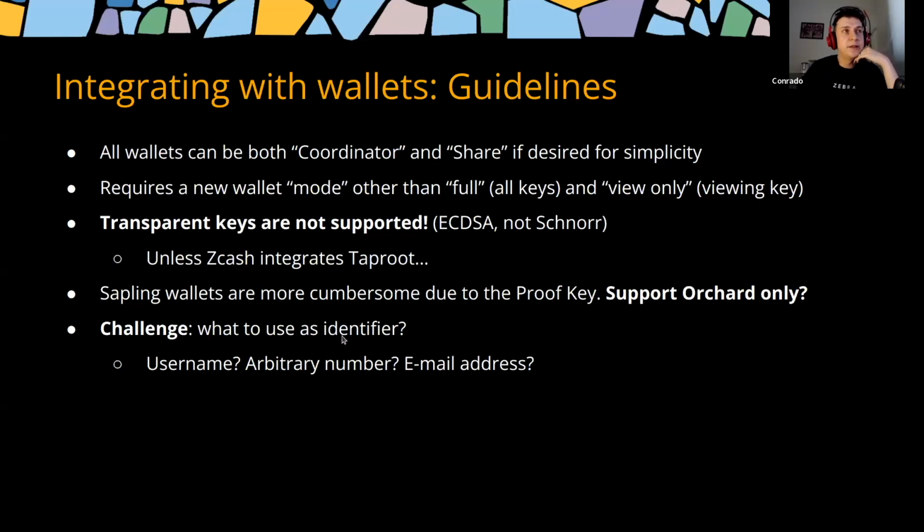And the last challenge is, in FROST, each person is an identifier, which is a number. We added in our library a process to derive the identifier from an arbitrary string. So I think the solution here is just to use your usernames or email address or something to derive the identifier. So I think that's not a huge problem, but we need to come up with a standard for this.